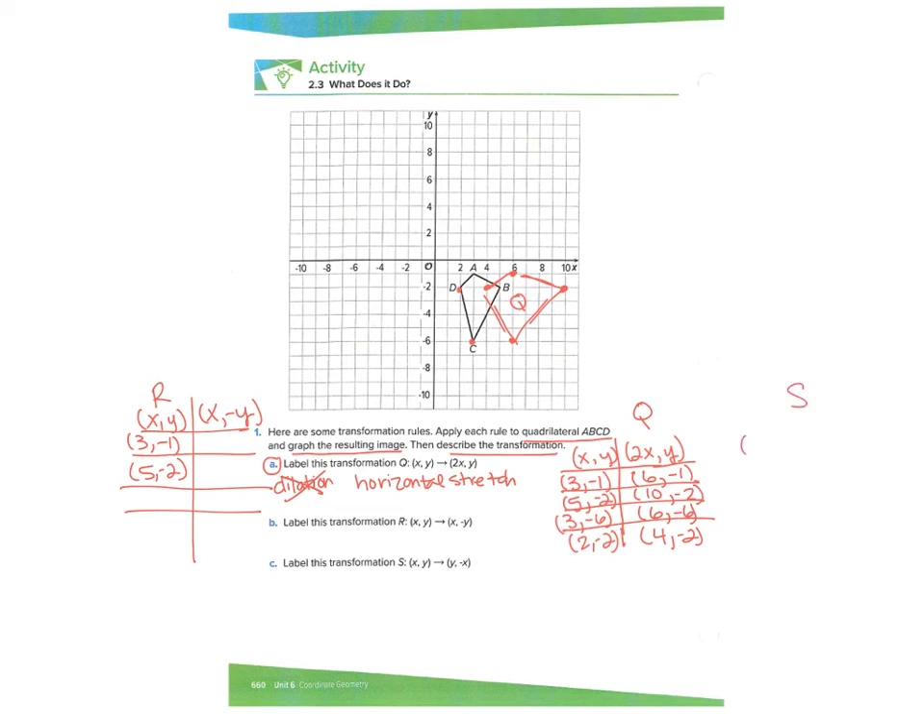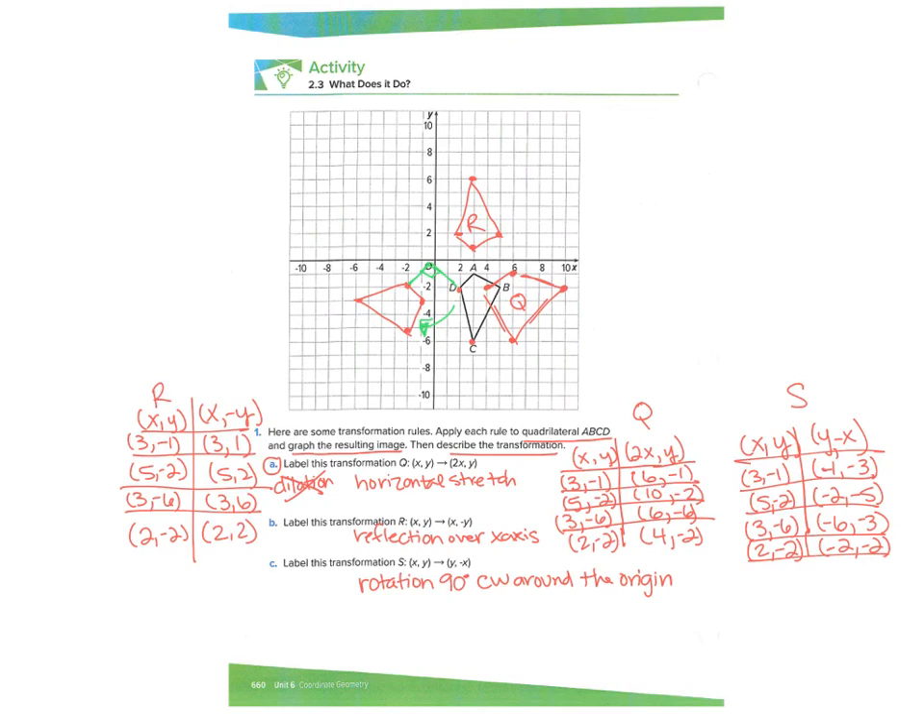So let me make a table for my S. I have my x, y, and then S is asking me to flip-flop my x and my y. After I flip-flop it, I'm going to make the second term negative, and I'm going to do it to the same A, B, C, D that I've been doing it to. So that would be my (3, -1), and my (5, -2), and my (3, -6), and my (2, -2) of A, B, C, D. So why don't you fill in the tables for R and S, and then graph those up above and come back to the video and see how you did.